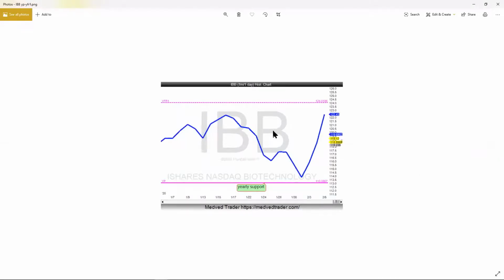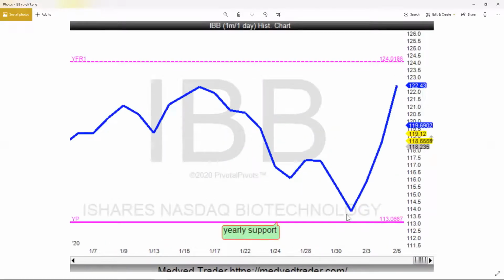IBB bounced off of its yearly pivot. We're looking for strong resistance this year at the yearly R1 pivot. It's the Fibonacci yearly R1 pivot, it's got the F in there. So it's a Fibonacci calculation. A close above 124 will open the door for 131. That's the floor traders yearly R1 pivot. So 113 was strong support. It should go to 124 or 131 this year.